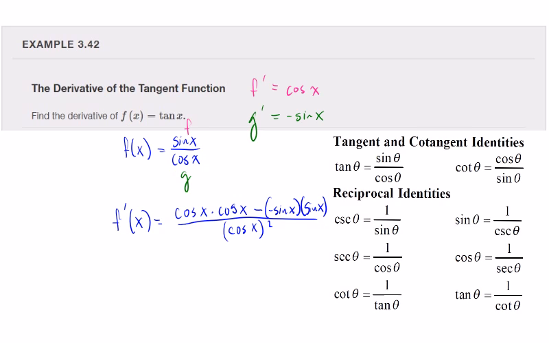The denominator function squared. And so we'll have cosine times cosine, cosine squared. And then here we have a negative negative, so it turns into a positive. Sine times sine is sine squared. And then on the bottom we have cosine squared.